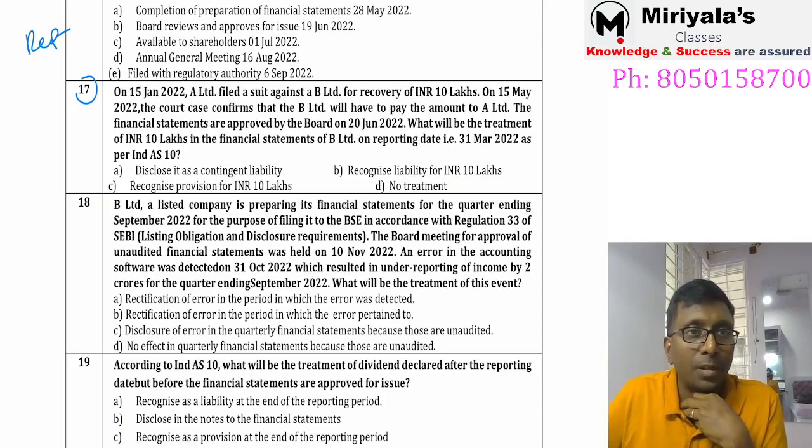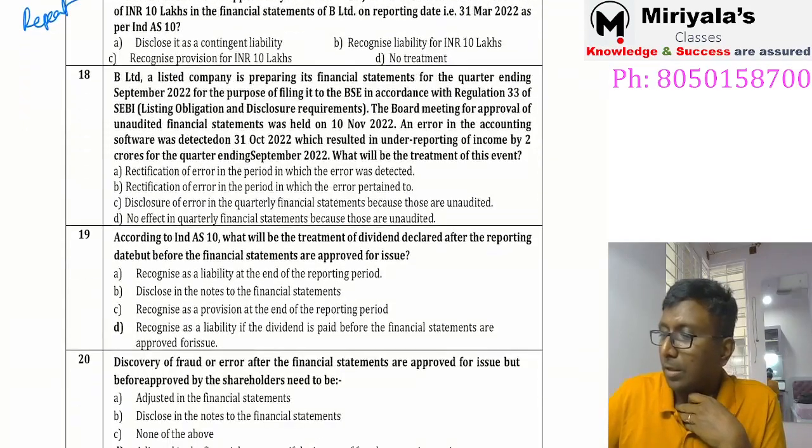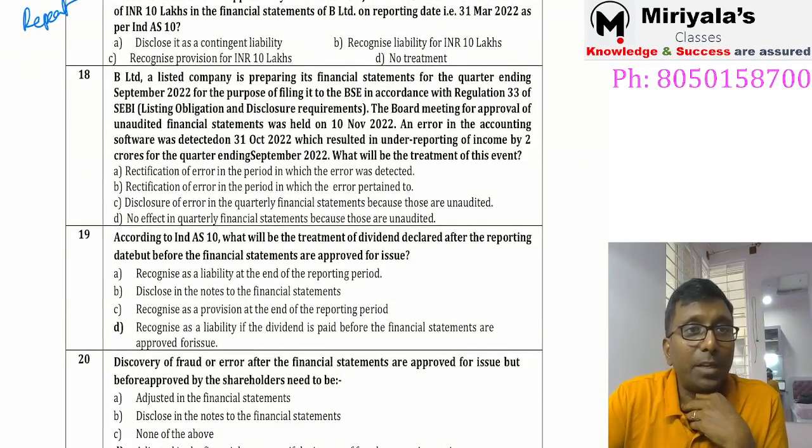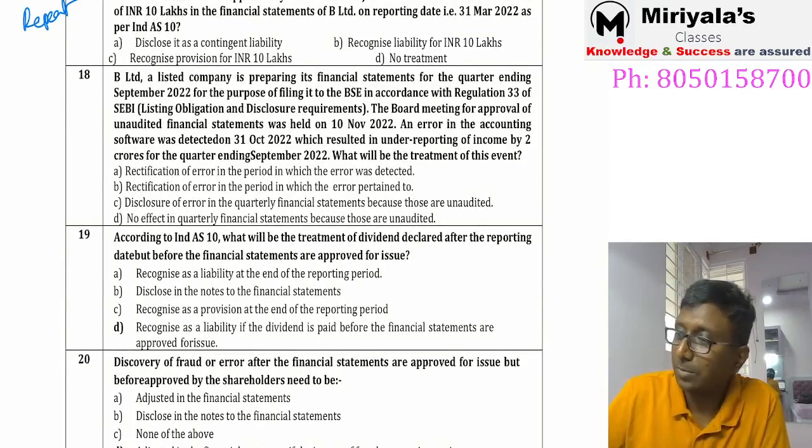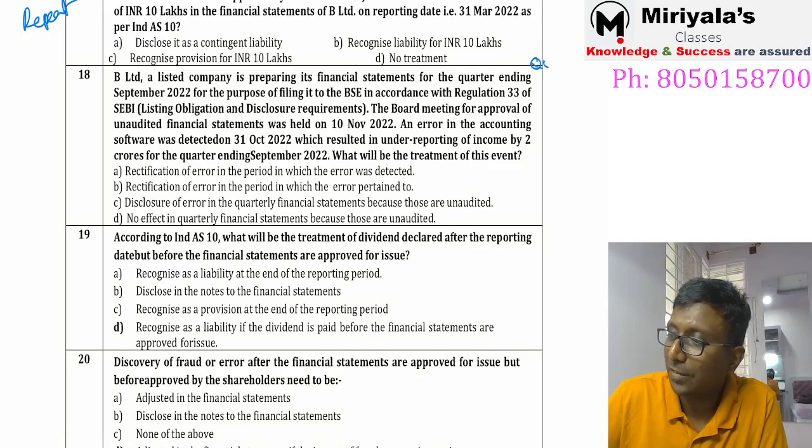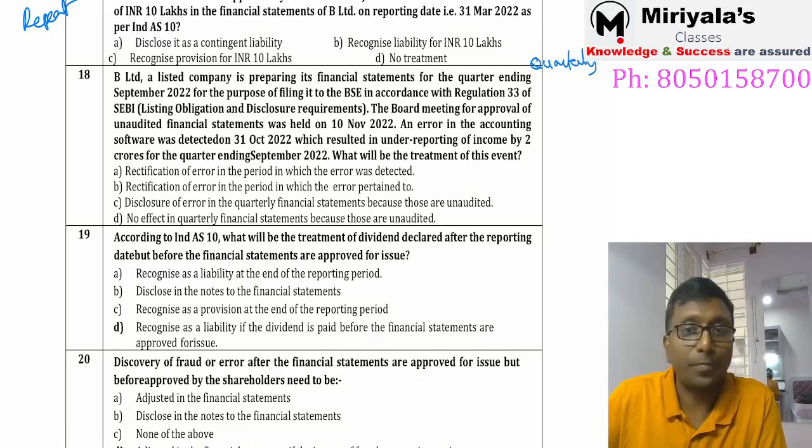I think correct. Not same. This is also repeated, I'm sorry. B Limited is a listed company, preparing the financial statements for the quarter ending September 2022. Yeah, this is from the point of view of the quarterly financial statements. Okay, quarterly financial statements. Right.